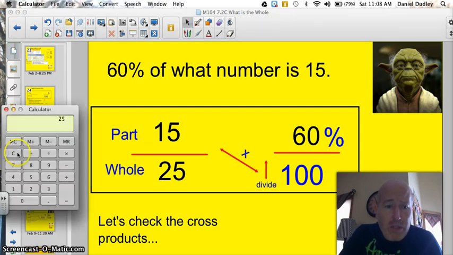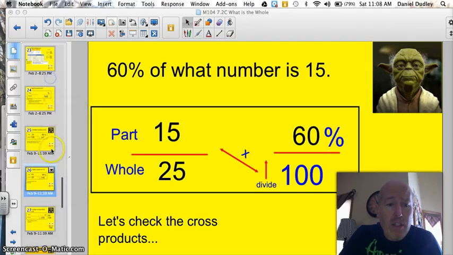1500, I can also just multiply those cross products. I'll do the other one, 25 times 60, and I get 1500. So I got 1500 both ways. I know that that is correct. Okay, let's try another one.